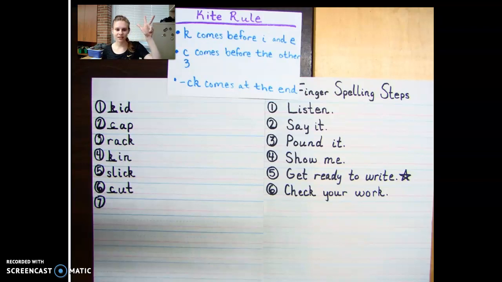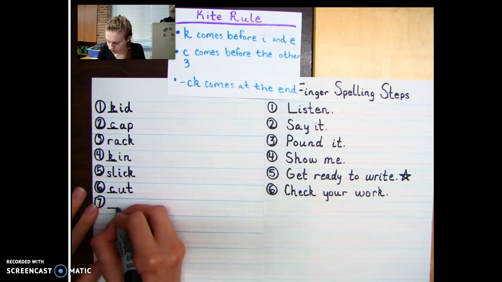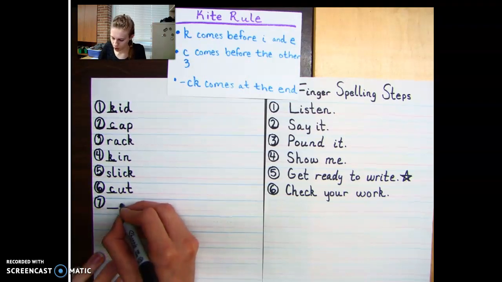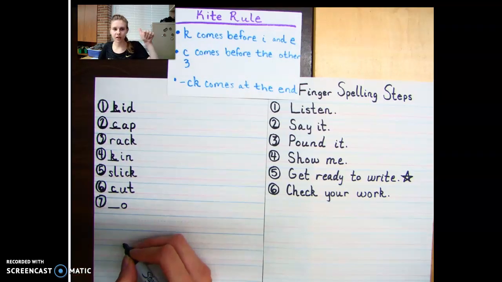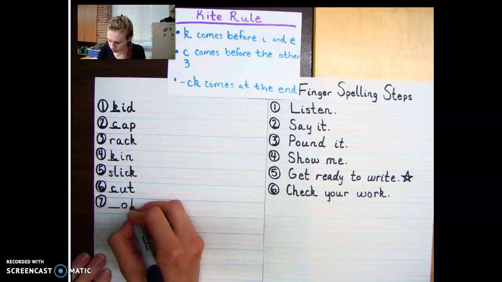K-o-t. Get ready to write. My first sound. K. I don't know if it's a C or a K. I gotta write a line, right? K-o. What letter makes the ah sound? My mouth is making a big O for the letter O for ah. K-o-t. That's going to be a T.